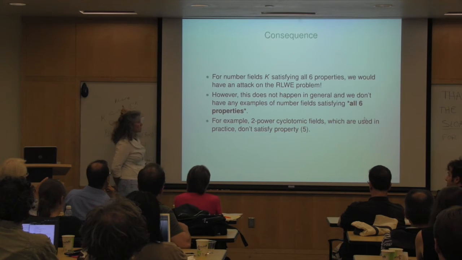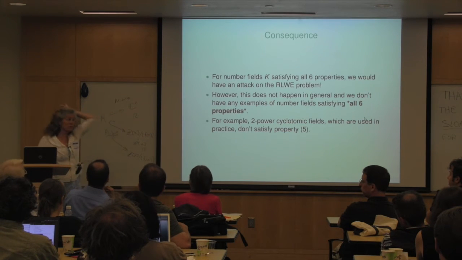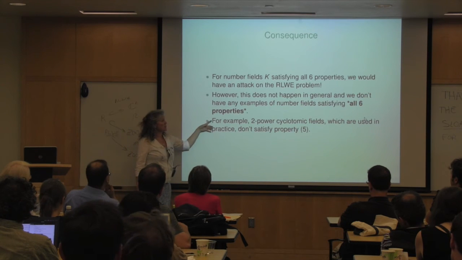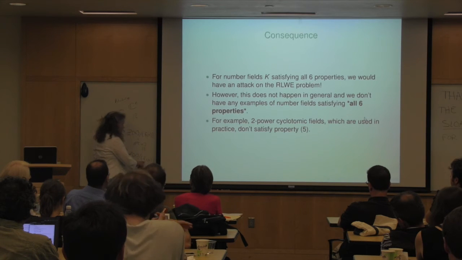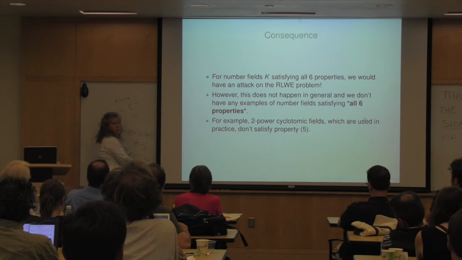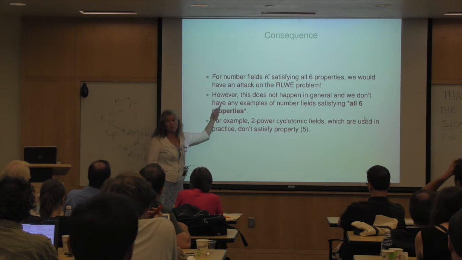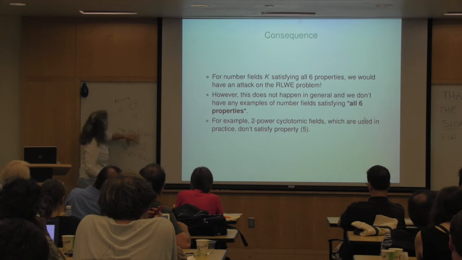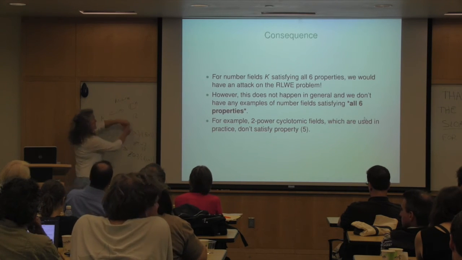So the main thing for the attack, f of 1 is 0 mod q. For example, for 2-power cyclotomic fields, we can take a weak choice for f1, I'll show you later, so that property 5 is satisfied, but then it doesn't satisfy property 4 about the transformation to the RLWE distribution. The transformation to the RLWE distribution takes a nice small distribution and makes it into something wacky.